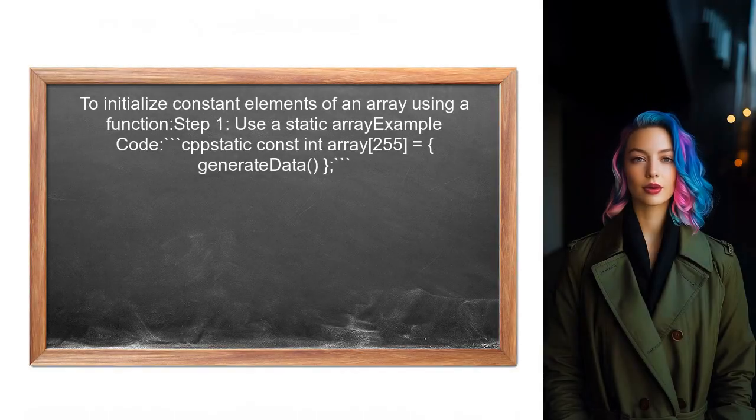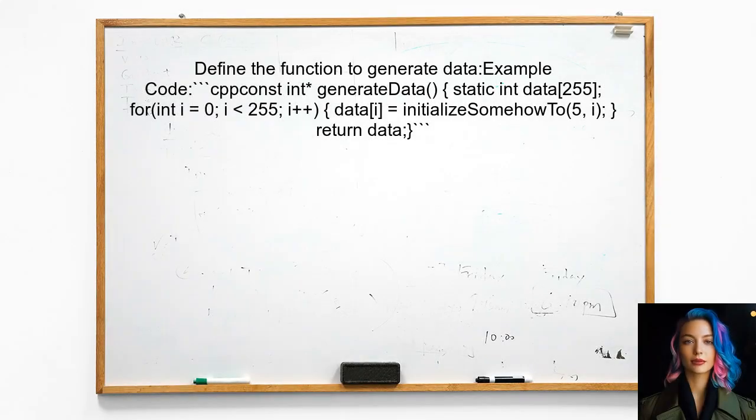To initialize constant elements of an array using a function, the user can utilize a static array. This allows the array to be initialized at compile time while still using a function to generate the values. Next, the user should define the function that generates the data. This function will return an array of integers, which can then be assigned to the constant array.